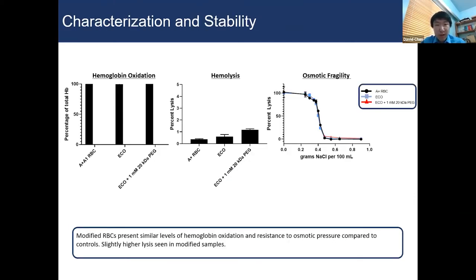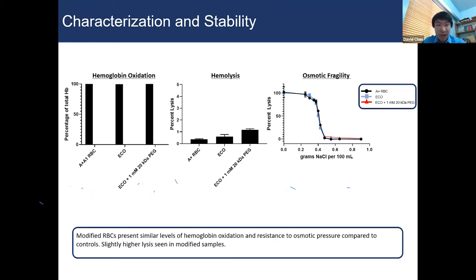So the modified cells also present similarly in terms of stability compared to unmodified control A-positive cells. On the left, the level of oxyhemoglobin is consistent between unmodified and modified cells, suggesting no changes in functionality. Percentage lysis was also slightly higher in the modified cells, as shown in the middle here, but still very low at around 1%. And finally, on the right, the ability of the modified cells to withstand osmotic pressure is consistent with unmodified cells, as they demonstrate a similar lysis versus salt concentration relationship.